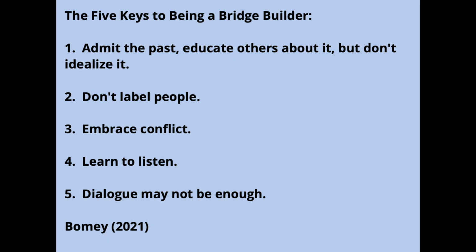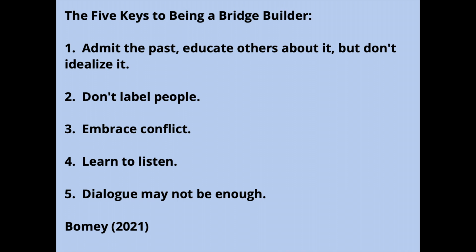We will end with Boehme's 5 keys to being a bridge builder. The first is to admit the past, educate others about it, and refuse to idealize it. The second is not to label people. Although it may be convenient to think of someone as conservative or liberal, individuals are, of course, much more complex than that. Number 3, it's okay to embrace conflict. People can still get along even if they don't agree on everything, and in fact, conflict is a part of free society.